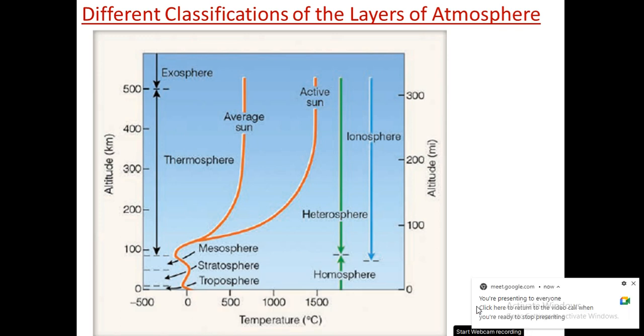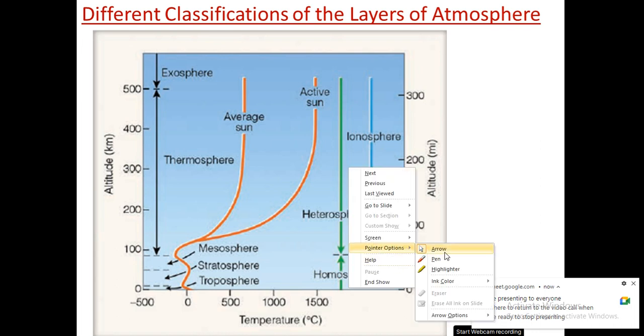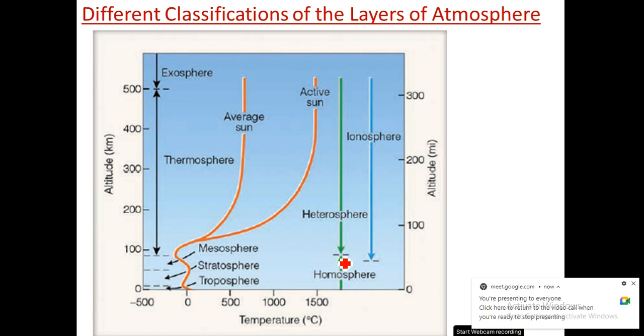So we learned to classify the atmosphere into different layers based on temperature: troposphere, stratosphere, mesosphere and thermosphere. Another type of classification is based on the composition of the atmosphere. Based on composition, it can be classified into two: homosphere and heterosphere. You can see this is homosphere, and above this is heterosphere. From the top of the thermosphere it is heterosphere, and till the thermosphere it is homosphere. This classification is based on the composition of the atmosphere.